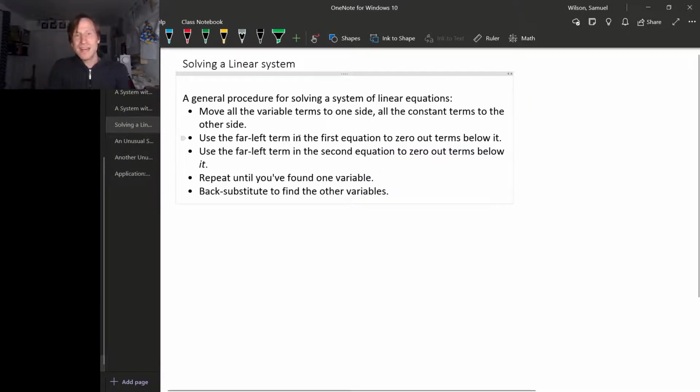So once you've done that, use the far left term in the first equation to zero out the terms below it, and then use the far left term in the second equation to zero out the terms below that, and so on. So repeat until you have that stair-step pattern, and then back substitute to find values for all of the variables in your equation.